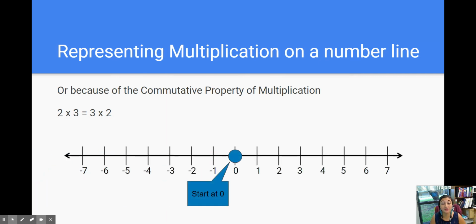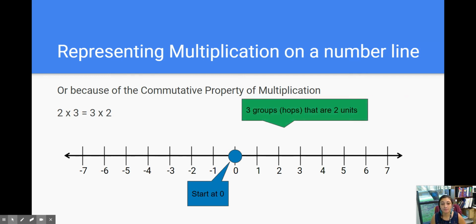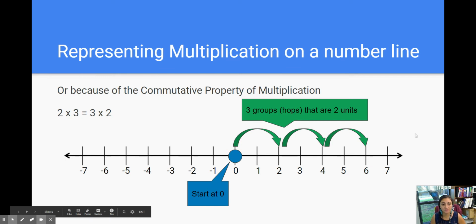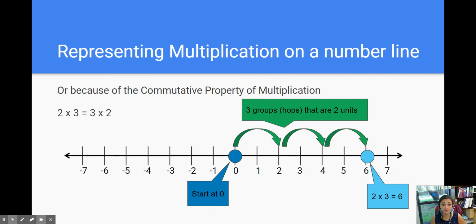So let's look at how that looks on the number line. If we start at 0, now instead of doing 2 groups of 3, we're going to have 3 groups of 2. So we're going to hop 3 times. 1, 2, 3 hops. And in each hop, we hop 2 spaces or 2 numbers. And we still wind up at 6. So 2 times 3 is 6, just like 3 times 2 is 6.